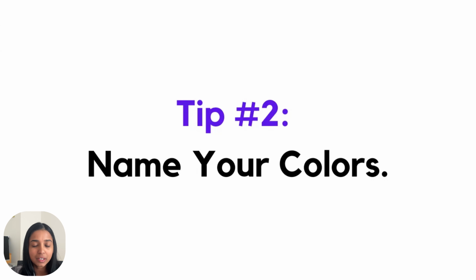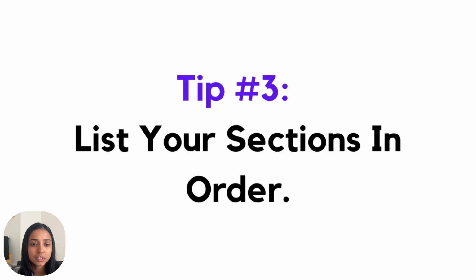Tip number 2, name your color specifically. So in my case, I said dark forest green and off-white with some gray accents. You can ask Claude for inputs, but a lot of times you might not like what it is. So if you already have an idea of how you would like your theme to look like, use that instead. Tip number 3, list your sections in order. Do not assume Claude will guess the right structure. Tell it exactly what you need, like a hero, features, social proof, pricing, and a footer.